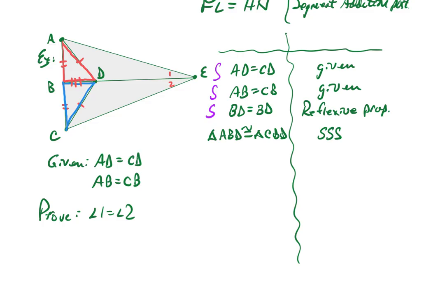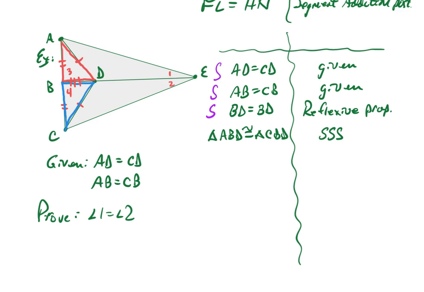Now how does that help us? How does that get us anywhere? Well, now that I know the red and blue are equal, any other corresponding parts also have to be equal. And the two that I'm going to concern myself with are angle number 3 and angle number 4. Those are going to be the two that I concern myself with.